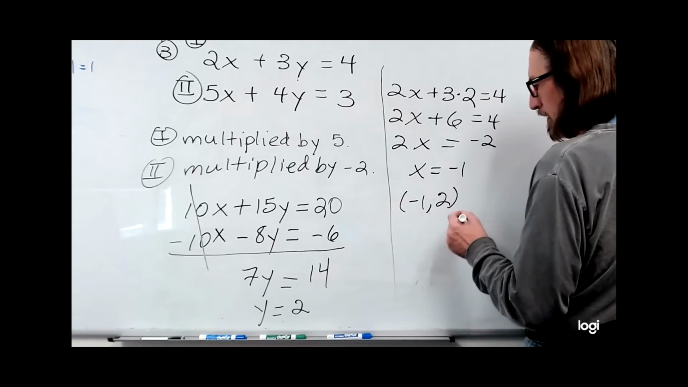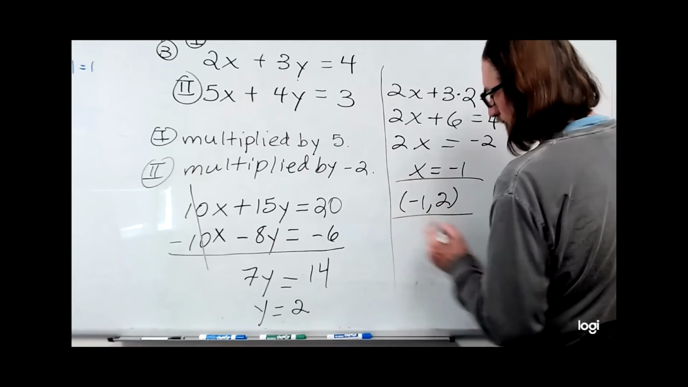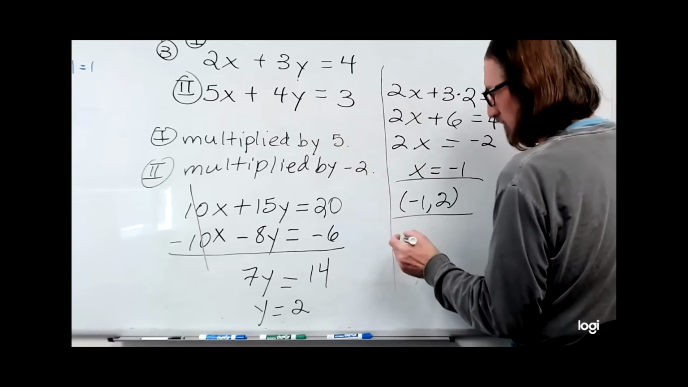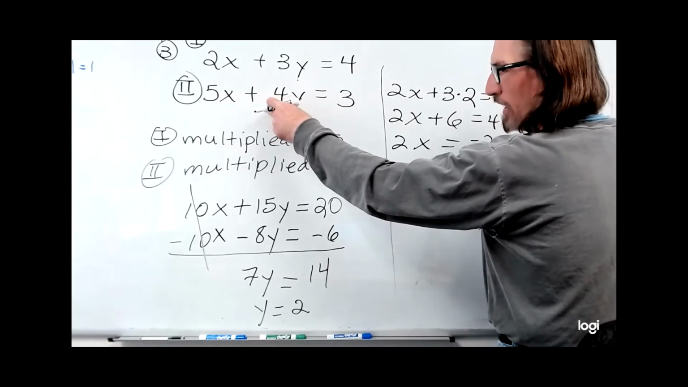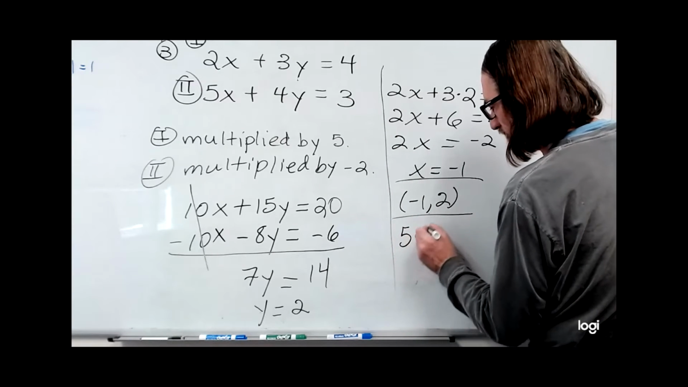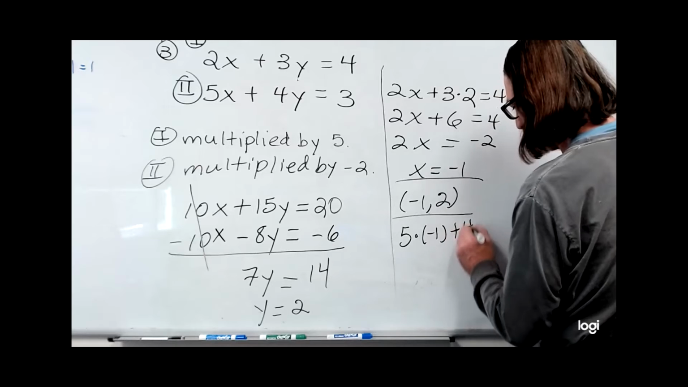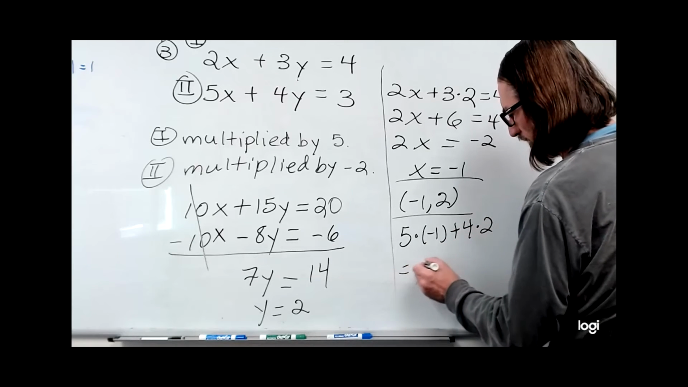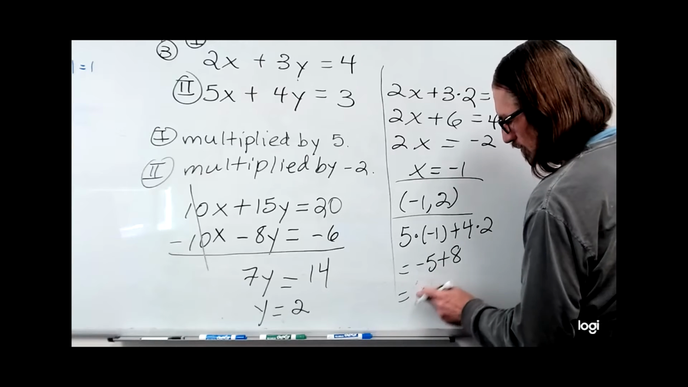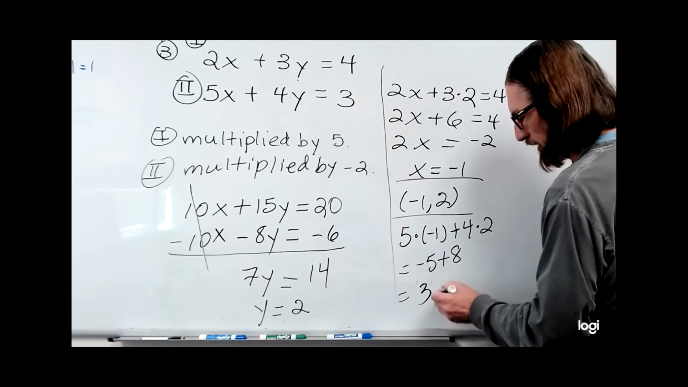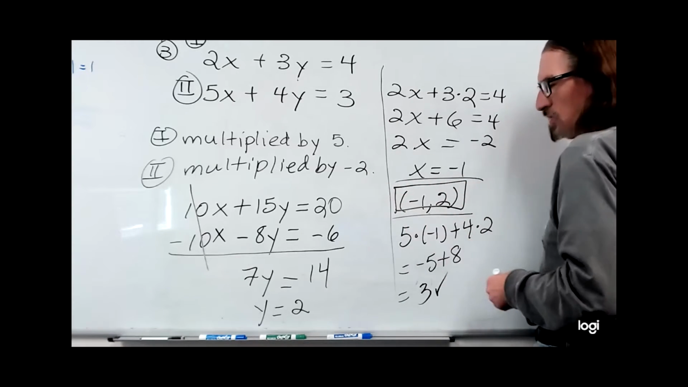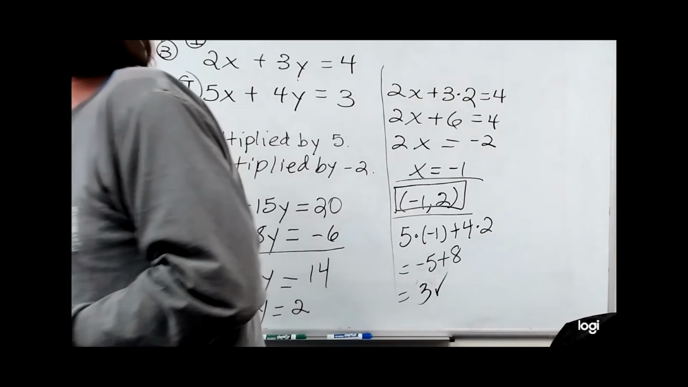x comma y. But checking that, since I got that from the first equation, I'll plug both of them into the second. I want the left-hand side to equal 3 on the right-hand side. 5 times -1 plus 4 times 2 is -5 plus 8, which does give me +3 as I wanted on the right-hand side. So -1 comma 2. X is -1 and y is 2.